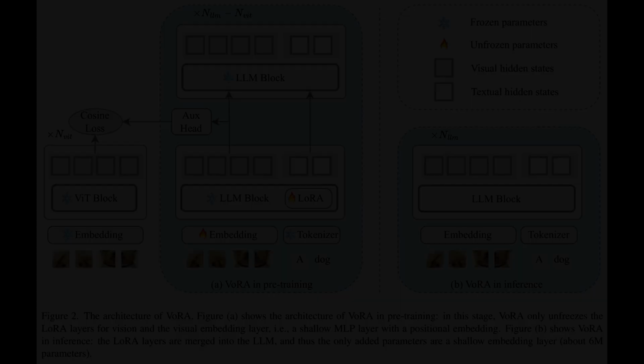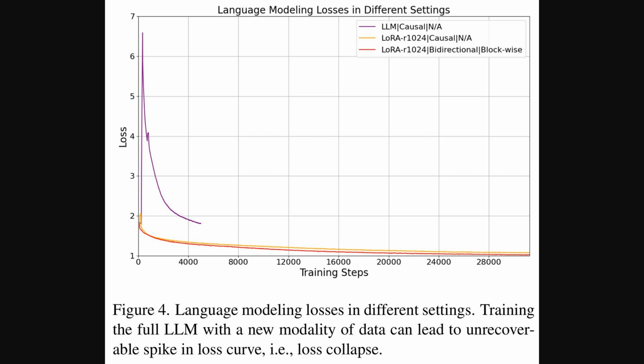Right, so remember how I mentioned they freeze the LLM during pre-training? Well, this figure really shows why that's important. It's plotting the language modeling loss during training. Look at that purple line. That's what happens when they tried training the entire LLM with the new vision data. See that huge spike? The loss just collapses. Basically, the training becomes unstable. But then, look at the orange and red lines. Those represent training using the VoRA approach, freezing the main LLM and only training the LoRA layers. Much smoother, right? The training is stable. The red line, which uses that blockwise distillation and the bidirectional attention we talked about, actually performs slightly better, achieving a lower loss overall. So this really backs up their design choice.